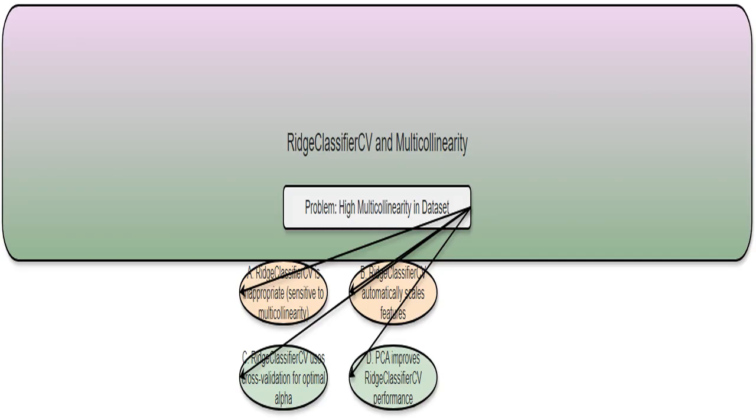Let's dispel a common misconception. You might think RidgeClassifierCV is sensitive to multicollinearity, when features are highly correlated, and would fail. Actually, that's not entirely true. It uses a technique called L2 regularization, which helps stabilize it even with correlated features. It's like having a safety net. It does not completely eliminate the effects of multicollinearity, but reduces their impact, making it suitable.